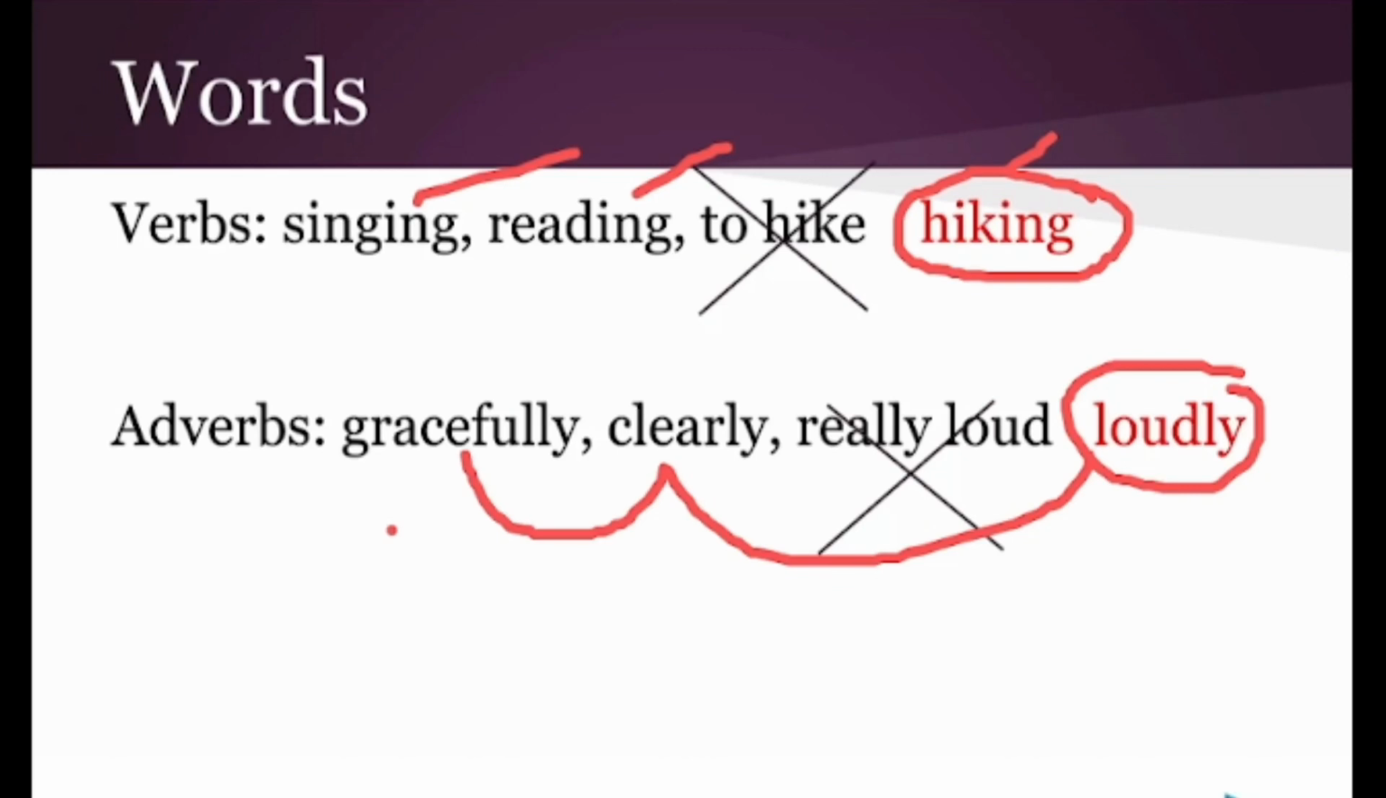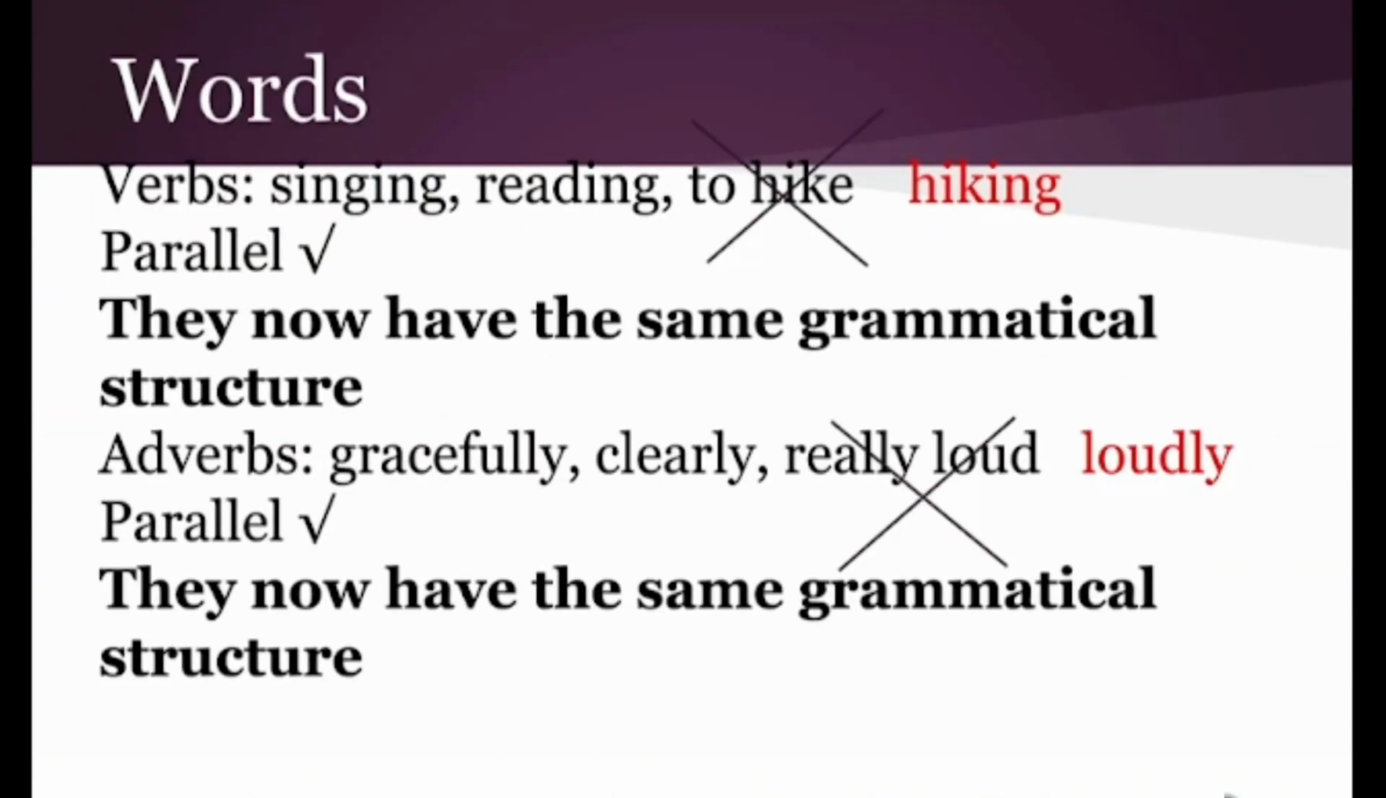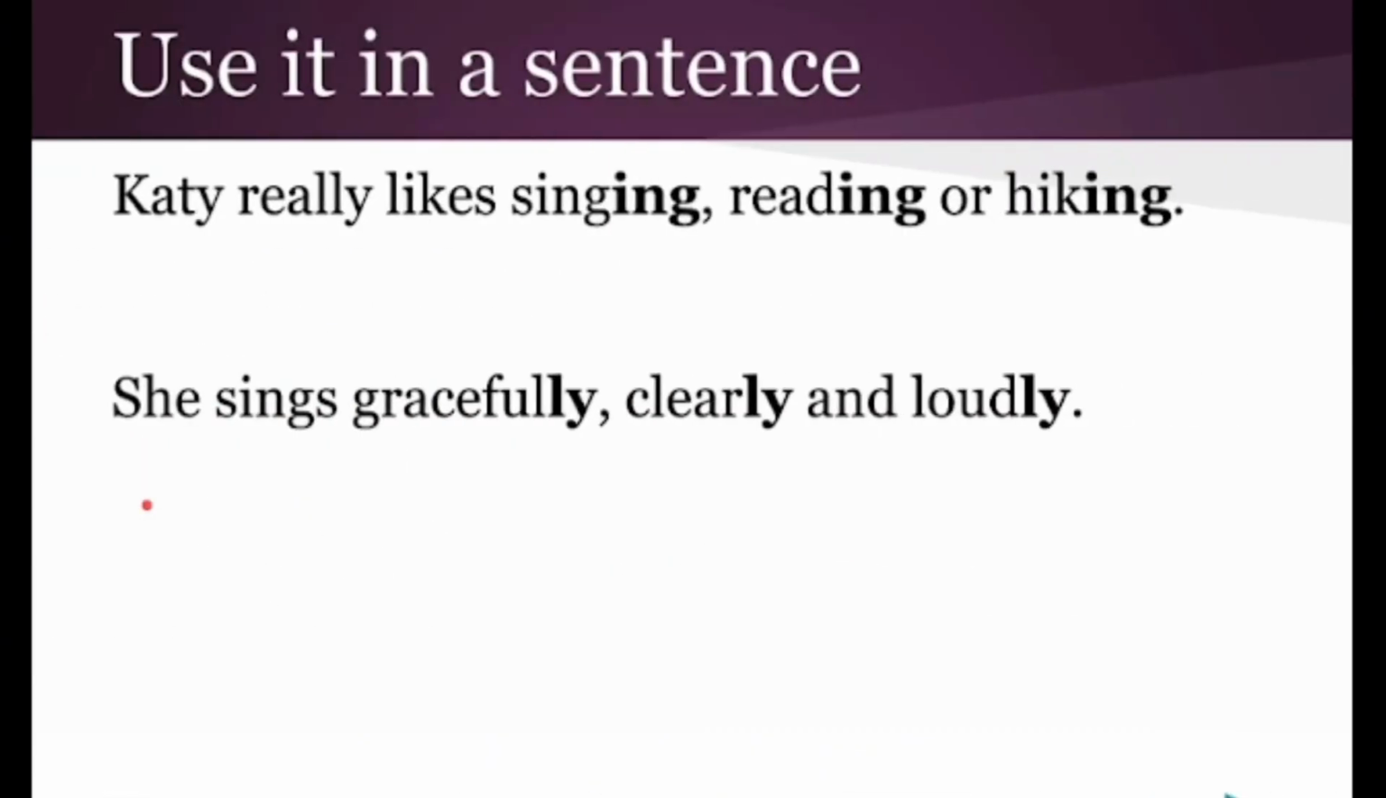So when we match this kind of verbs or adverbs, it can be one example of parallel structure sentence. Okay. After changing this, they have the same grammatical structure. So we can use this in a sentence. Katie really likes singing, reading, or even hiking. She sings gracefully, clearly, and loudly.